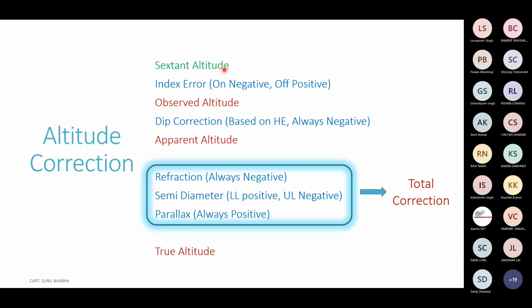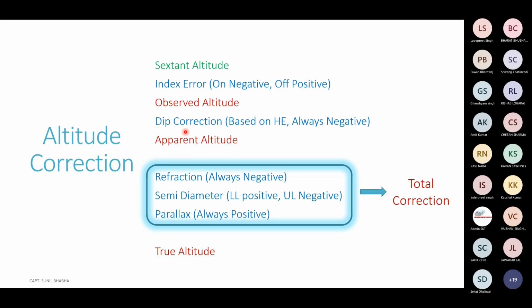We start with the sextant altitude. The first correction is the index error. It is negative if it is on the arc, and it is positive if it is off the arc. After applying the index error, we obtain the observed altitude of the body.